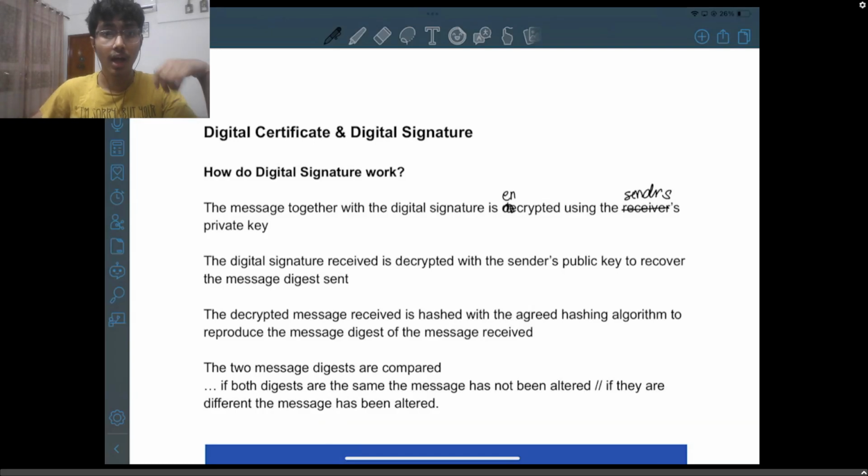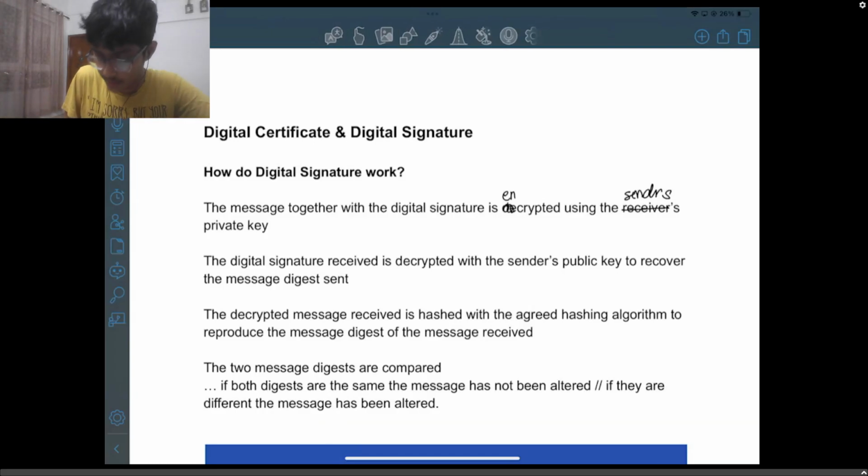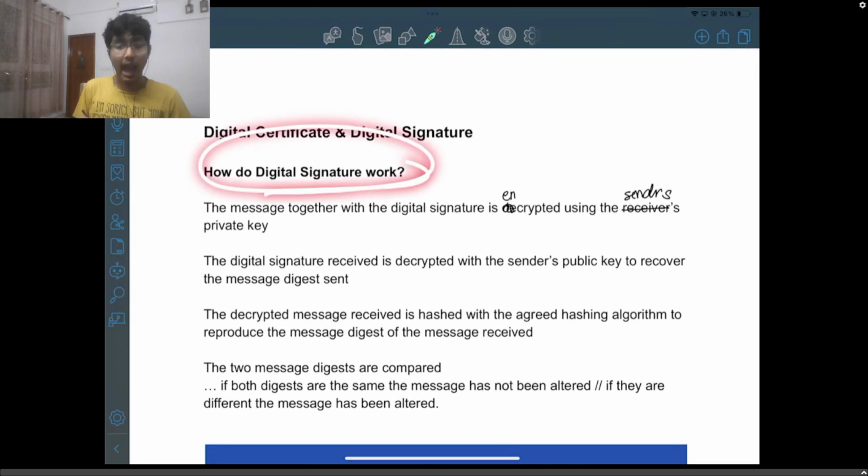Hello everyone, welcome, and today we're going to be covering digital certificates and digital signatures. This is part of the computer science A-level syllabus. So initially, let's just see how digital signatures work. This is based on the understanding you already have from AS level, where we cover digital signatures and certificates.